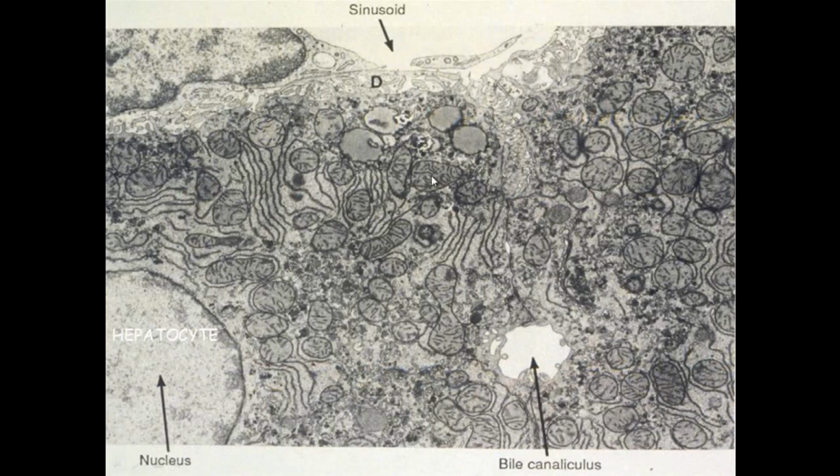And here we can see the hepatocyte has lots of mitochondria, rough ER, smooth ER, and stored glycogen. But here you can see the two surfaces. This is a sinusoid where the blood comes up through there, and then this is where the bile is discharged in the exocrine function.